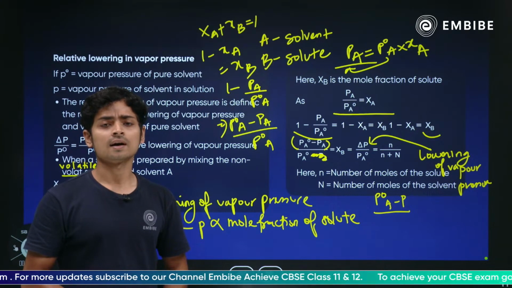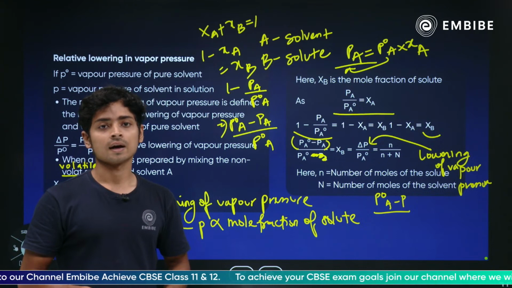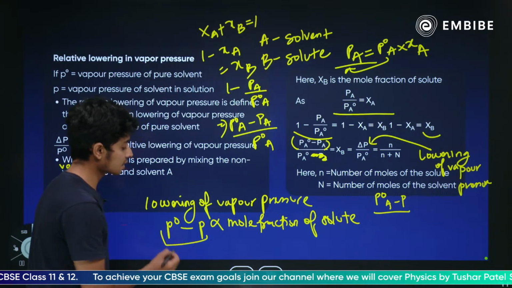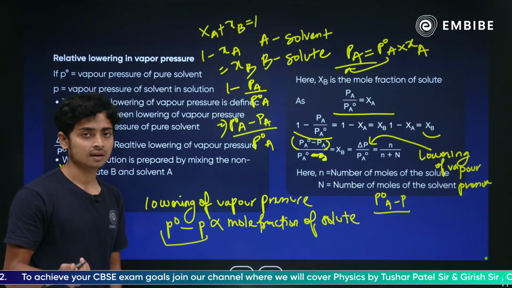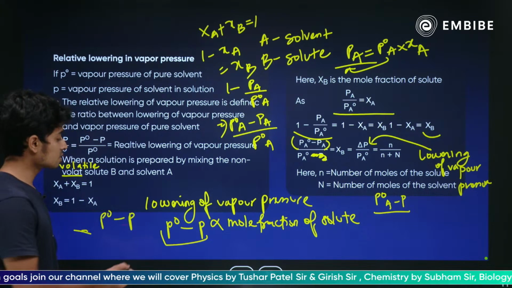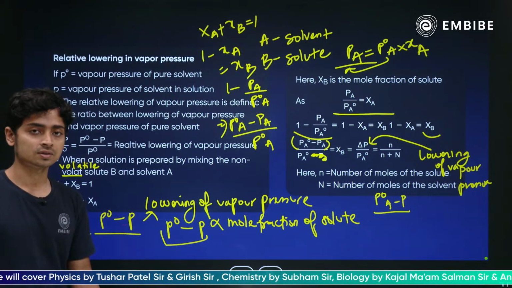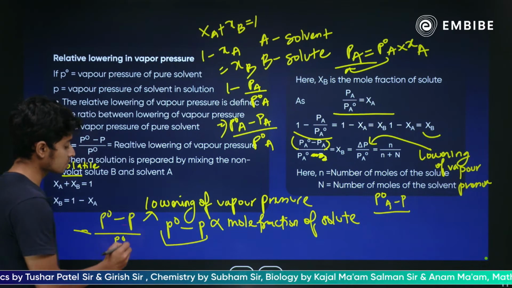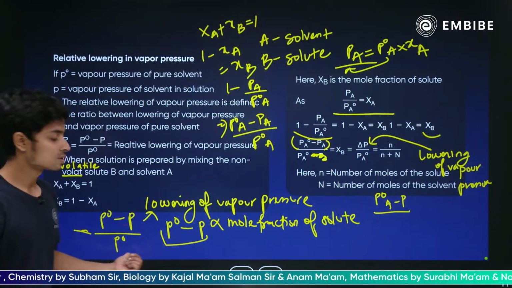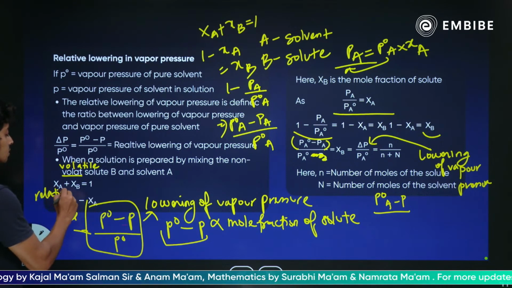RLVP, lowering of vapor pressure, is basically this. It's like a mathematical term. Lowering means delta. P naught minus P, there is no difference, they are related. So P naught minus P is your lowering of vapor pressure. If you divide it by a certain quantity, you make a fraction. If you divide it by P naught, which is the vapor pressure of the pure solvent, you will get relative lowering. So this fraction is your relative lowering of vapor pressure.